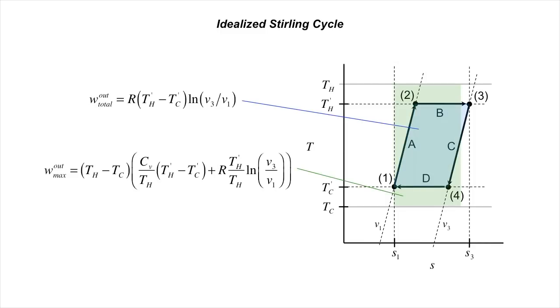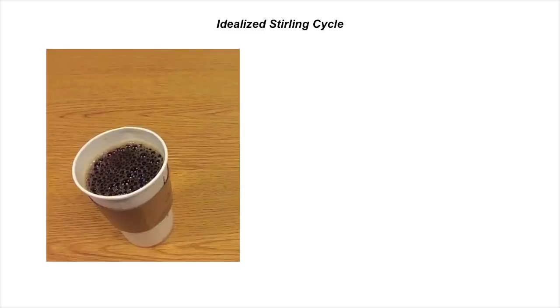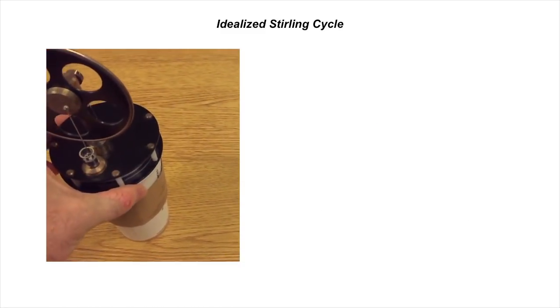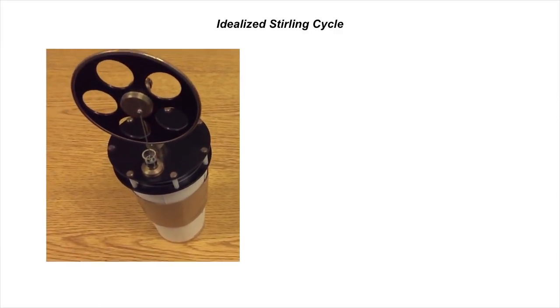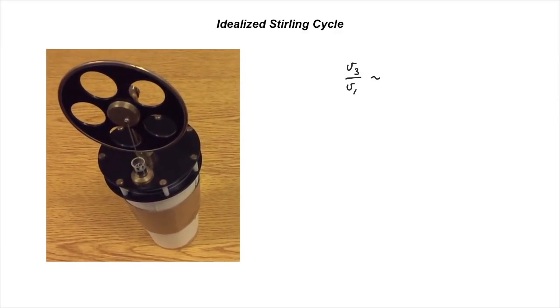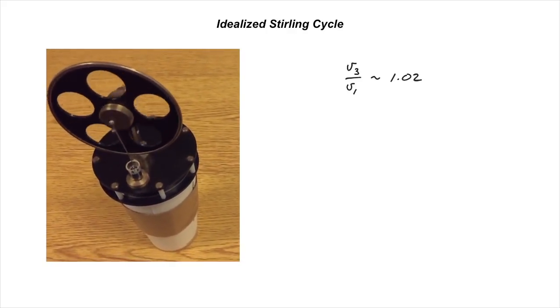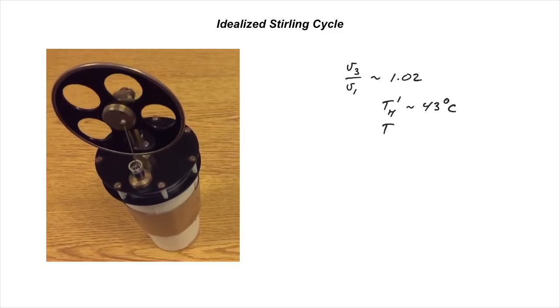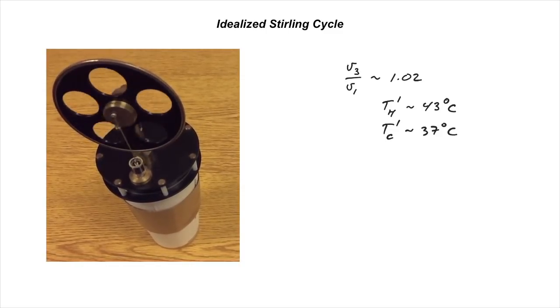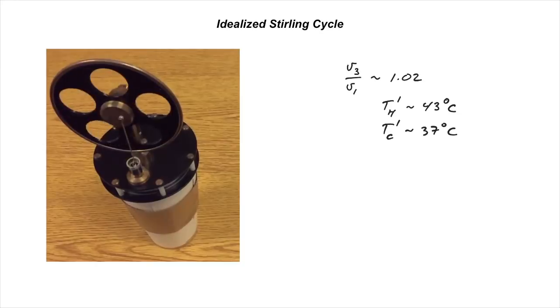In comparison, shown here is the area corresponding to a Carnot cycle operating between Th and Tc, having the same total consumption of heat from the high-temperature reservoir. As you can see, the work produced by our process is a lot lower. For example, returning to our Stirling engine from episode A1, the geometry is such that V3 over V1 is only about 1.02. Assuming pressures developed are small, this implies a temperature difference of Th prime minus Tc prime of only about 6 degrees C in operation.